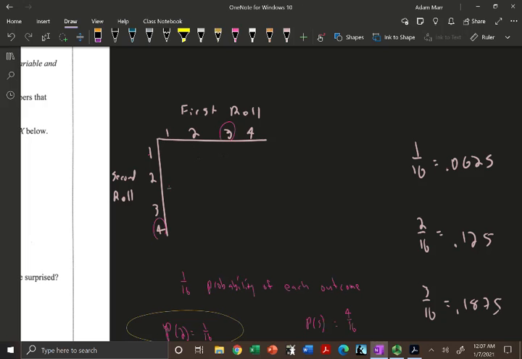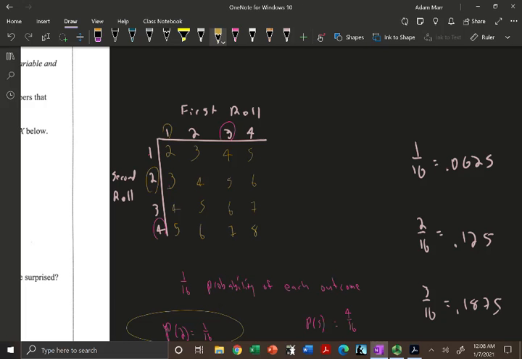We know the first row is 1, 2, 3, and 4, and the second row is 1, 2, 3, and 4. So if we're doing a sum, 1 plus 1 is 2, 1 plus 2 is 3, 1 plus 3 is 4, and 1 plus 4 is 5. Then we're just adding: 2 plus 1 is 3, 4, 2 plus 3 is 5, 2 plus 4 is 6. Then 3 plus 2 is 5, then 6 and 7. Finally, 4 plus 1 is 5, 6, 4 plus 3 is 7, 4 plus 4 is 8.